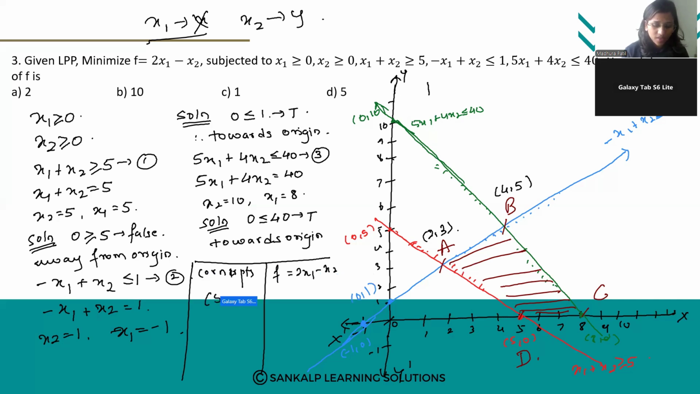Okay, so what are the corner points we got? One is 5, 0, another one is 8, 0. Upon solving, A you will get 2, 3. Upon solving, B you will get 4, 5. Okay, so here I'll get 10, here I'll get 16, here I'll get 1, and here I'll get 3. Okay, so the question is, what is the minimum value? So your minimum value, you can clearly see that the minimum value is 1. So which option is correct? Option C. Thank you.